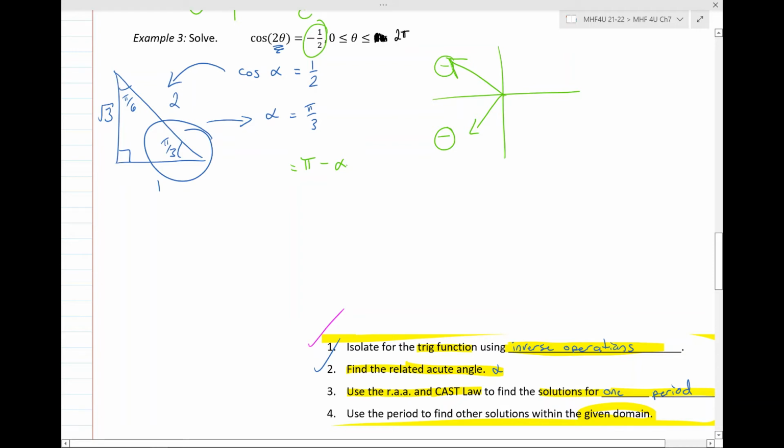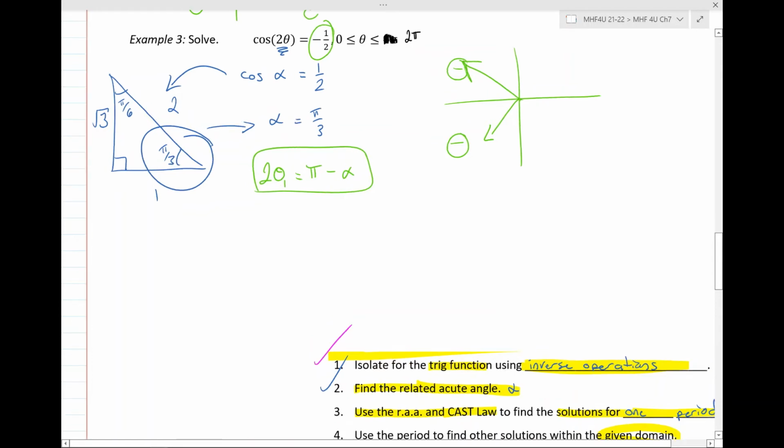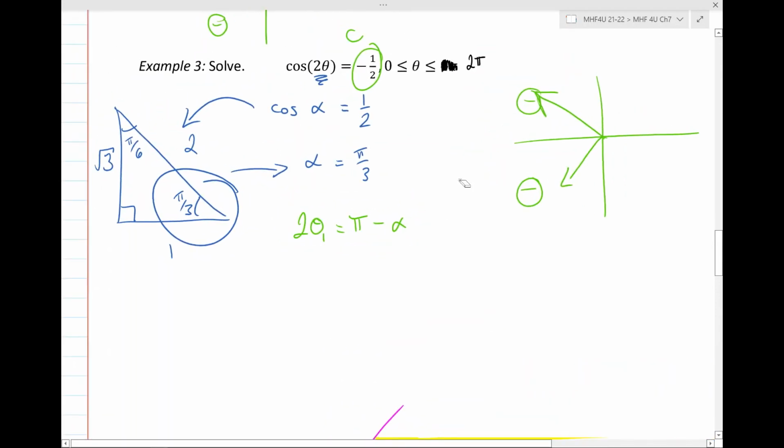It used to be theta. It's no longer theta because this time inside my trig function, I have a 2 theta. So that is 2 times theta 1 is equal to pi minus alpha. Okay, great. If 2 times theta 1 is equal to pi minus alpha, that's nice and easy. I know my alpha is equal to pi over 3. Okay, well, pi minus pi over 3, that's 2 pi over 3. And then I can divide, if I'm isolating for my theta 1, that's the trick here. I can divide both sides by 2, and I'm working with theta 1 is equal to pi over 3. Okay, great job, us.